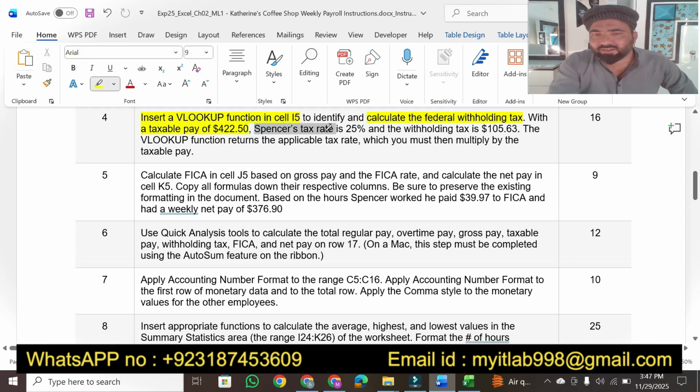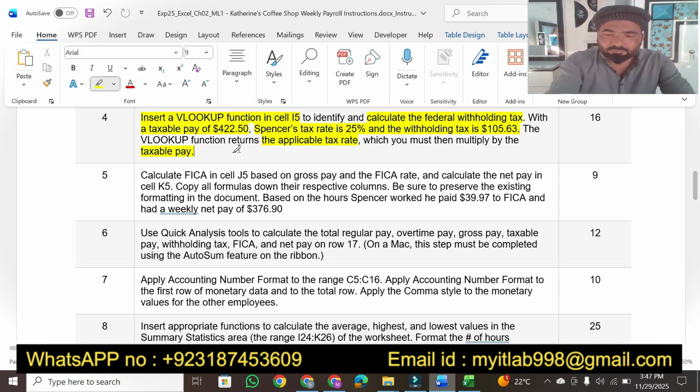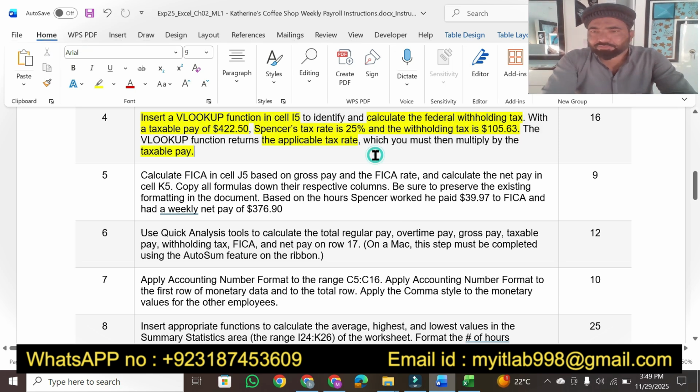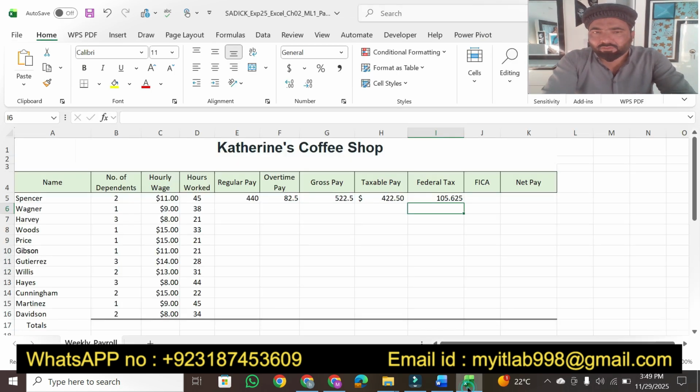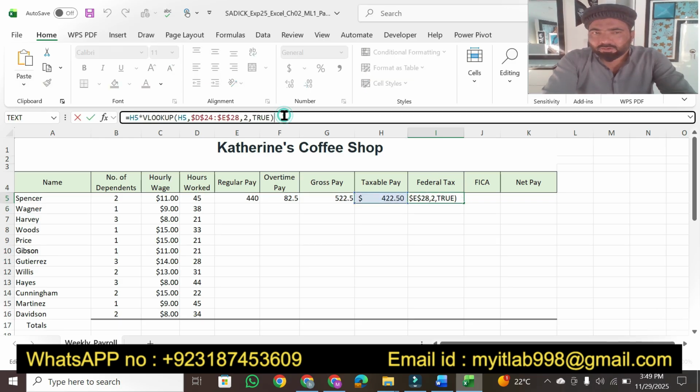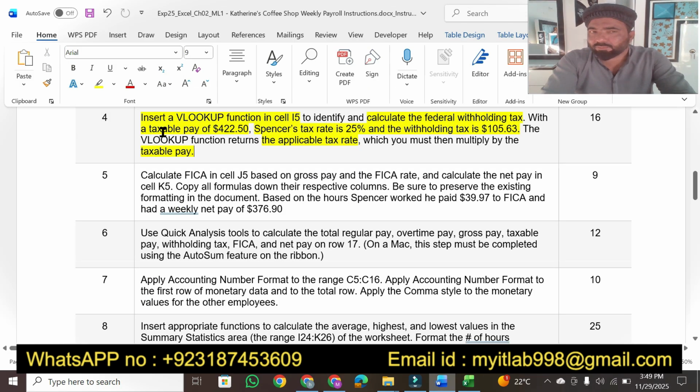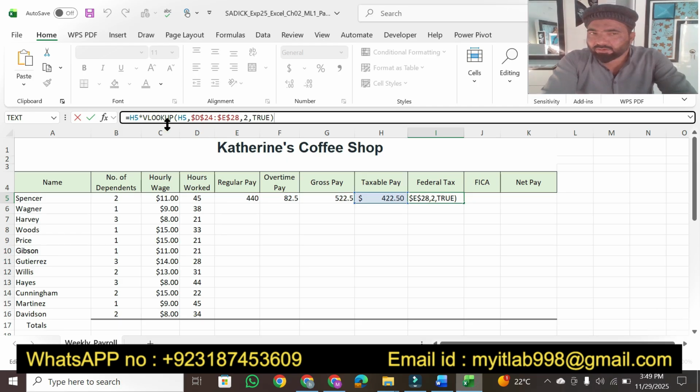Then sponsored tax rate 25% and withholding tax rate is 105.63. The VLOOKUP function will return the appropriate tax rate, which you must then multiply by taxable rate. So after reading the instruction, we get ready that we have to use the VLOOKUP function. After reading the instruction, we put the VLOOKUP formula here and we get a result. According to the instruction, we just develop the formula, insert the VLOOKUP function in cell I5. We just move toward I5 and there we use the VLOOKUP formula.